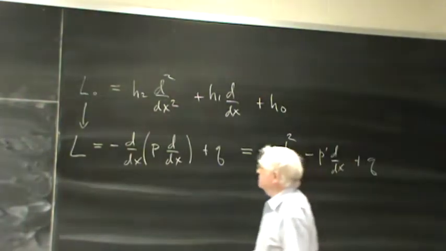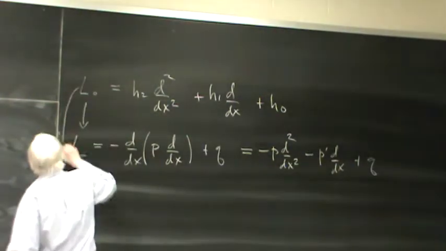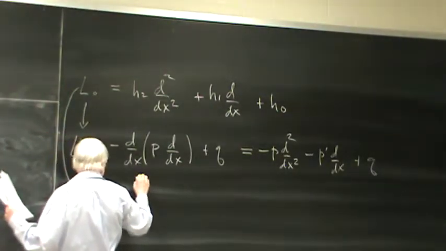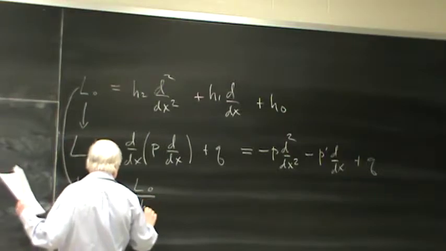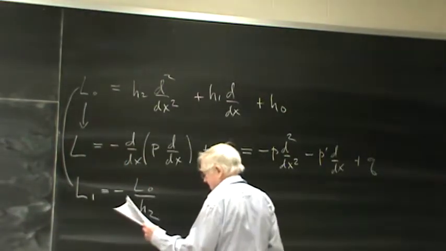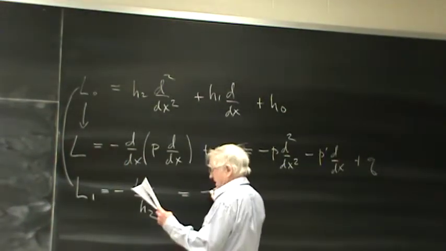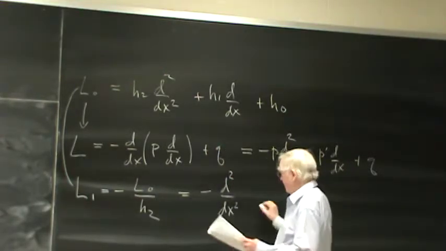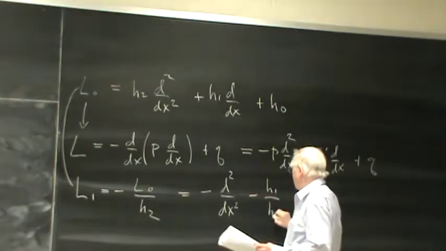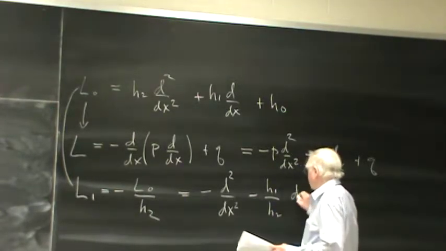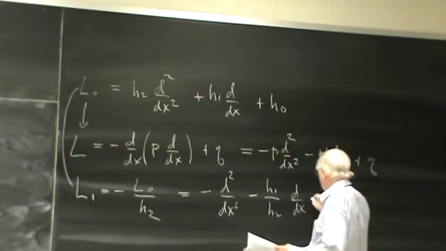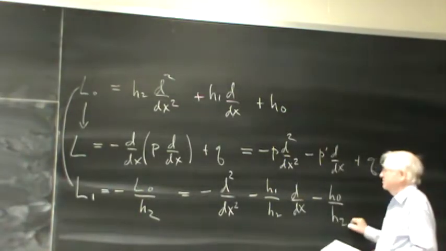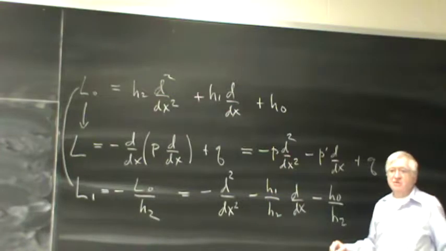The first thing we do is we turn L0 into L1, which is just minus L0 over h2. And so that gives us minus d2 dx squared minus h1 over h2 d/dx minus h0 over h2. Is there a question?